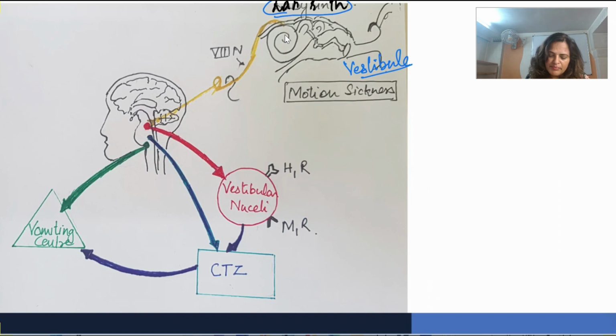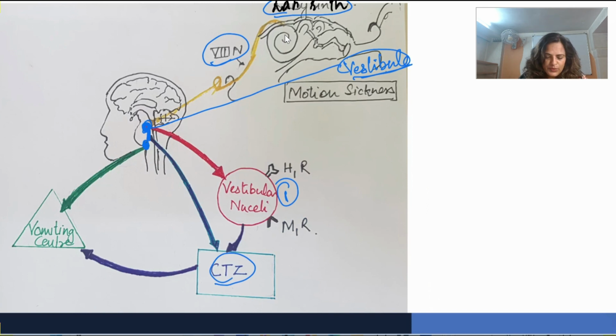Then the impulses travel from the vestibule to the vestibular nuclei, through the eighth nerve, the vestibulocochlear nerve. Once this is stimulated, it stimulates the CTZ, the chemoreceptor trigger zone, and this ultimately stimulates the vomiting center. That is number one. Another important pathway is the CTZ, the chemoreceptor trigger zone.